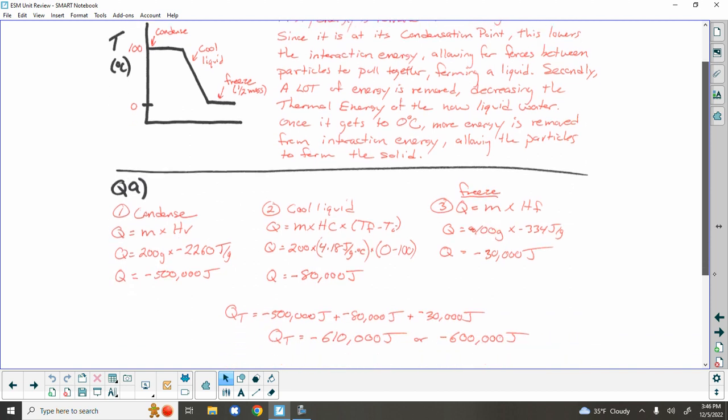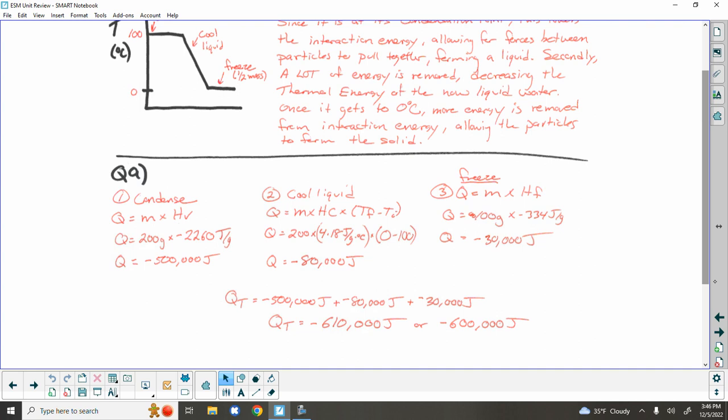So we had 3 different parts to that heating curve, so we've got 3 different calculations to perform. First, we're going to be condensing all that water vapor. Q equals mass times heat of vaporization. Here, the heat of vaporization is negative because we're removing that much energy. 200 times 2,260 gives us negative 500,000 joules. Cooling the liquid, now we've got the temperature change for that liquid water. We have 200 times 4.18 times negative 100, which gives us negative 80,000 joules.